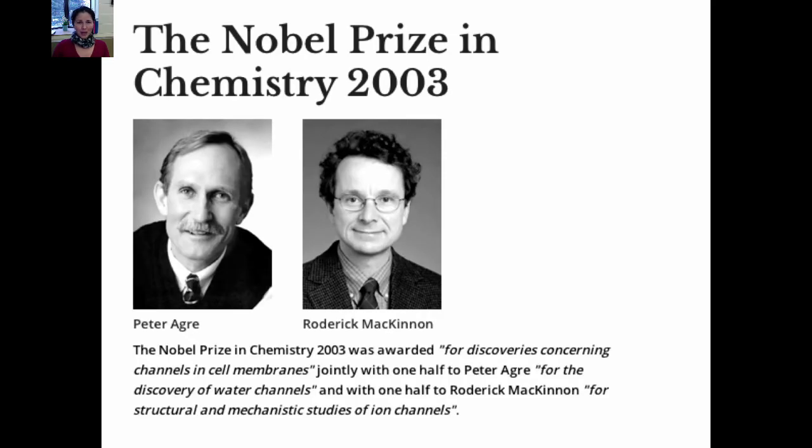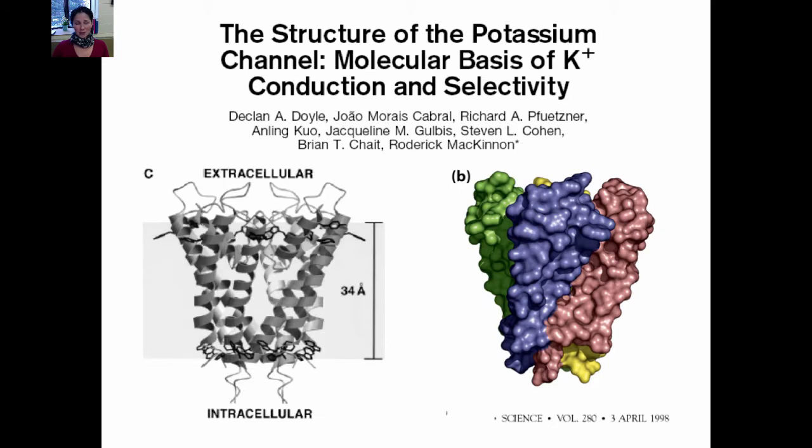But first, let me tell you that the Nobel Prize in Chemistry in 2003 was awarded to Roderick McKinnon for his discovery and explanation for how the potassium channel worked. He shared the Nobel Prize with Peter Agre, who discovered and explained how water channels worked in the membrane. Before their work, we didn't really understand how polar molecules or ions could transport through the cell membrane. And this is the paper that specifically reported the work on the potassium channel.